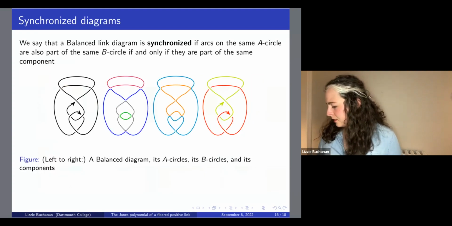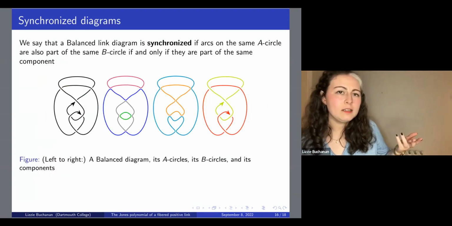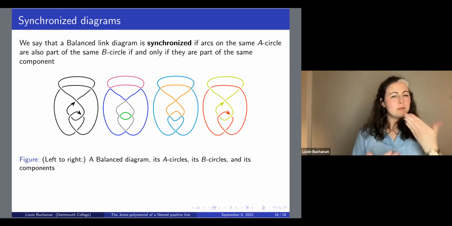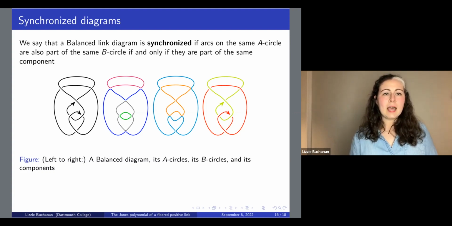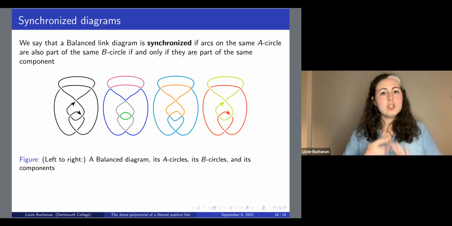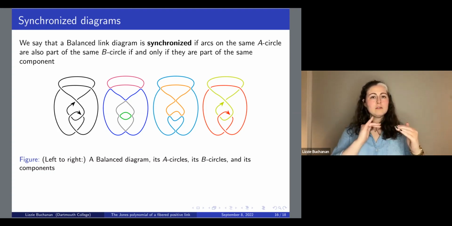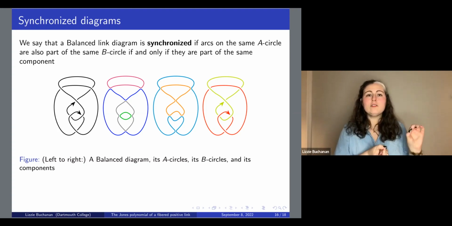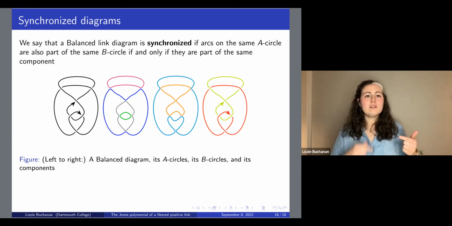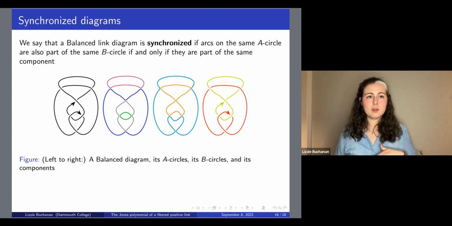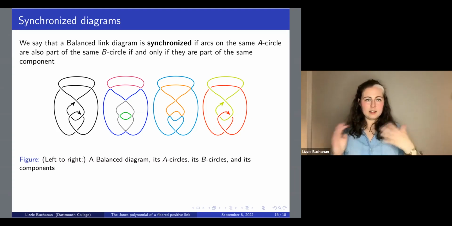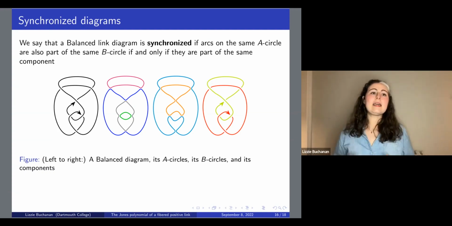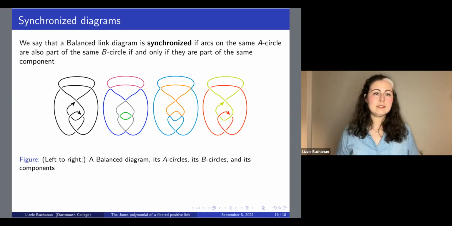So then what happens next is we can also describe a related definition, again, suggesting that these things are related. We would say that a balanced link diagram is synchronized if not necessarily arcs that are involved in the same matching pair, but just any arcs that are involved in the same A circle anywhere in the diagram. If those arcs are part of the same B circle if and only if they're part of the same link component, and if that was true for every selected pair of arcs on any given A circle, anywhere in the diagram, then we would say that that balanced diagram is synchronized.